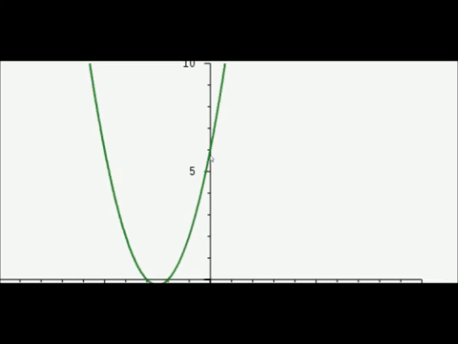The graph will cross the y-axis at the value at which x becomes equal to 0. So when we put x is equal to 0, we get 6. So we see that the graph crosses the y-axis at 6. The graph of a quadratic equation is always a parabola. Now let's take another example to make it more clear.